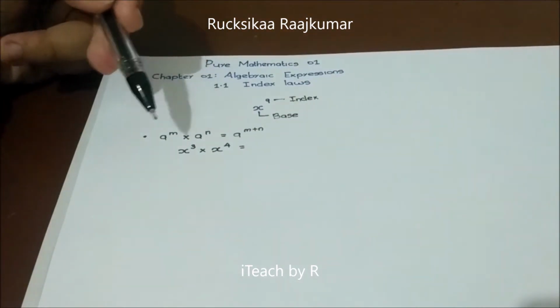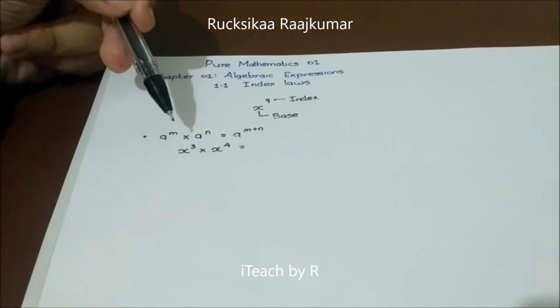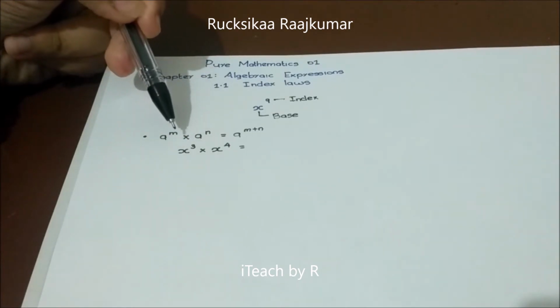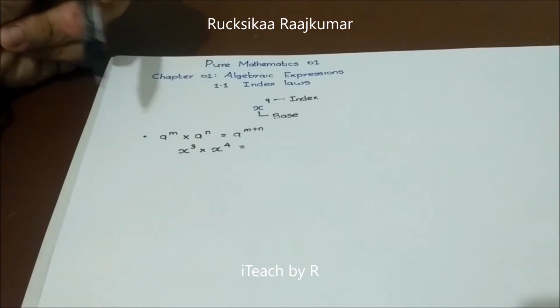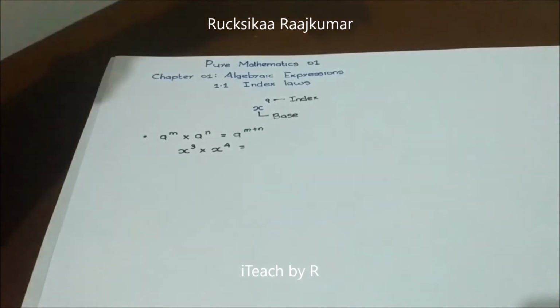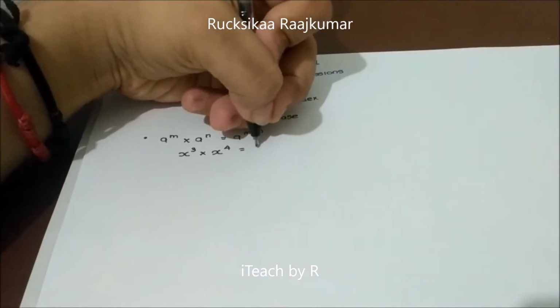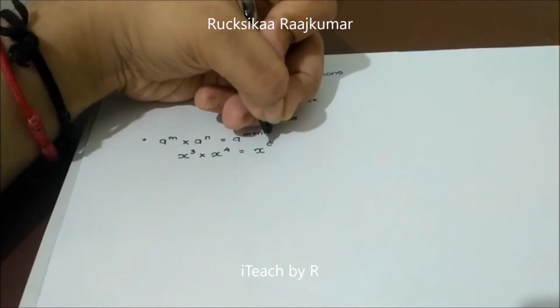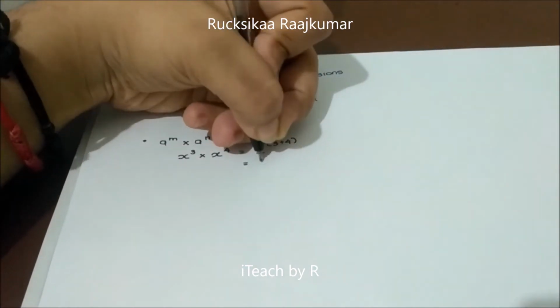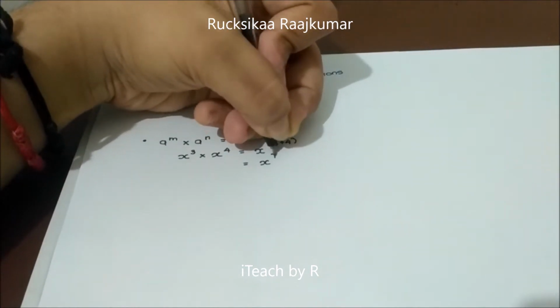So in this, x is the base, the value of m is 3 and the value of n is 4. When you multiply, the answer will be x to the power of the sum of 3 and 4. And we get the answer as x to the power 7.